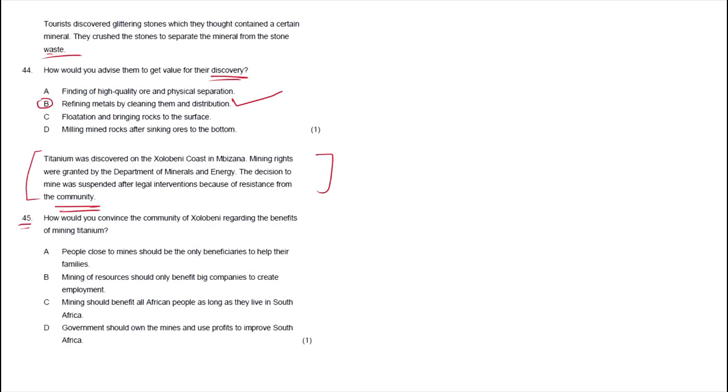So now the question is saying, how would you convince the community of Koloveni regarding the benefits of mining titanium? Okay, so here, if we check our options, we can see that the correct answer will be D, which says that government should own the mines and use profits to improve South Africa. That's when the whole South Africa will benefit and the community will also benefit.